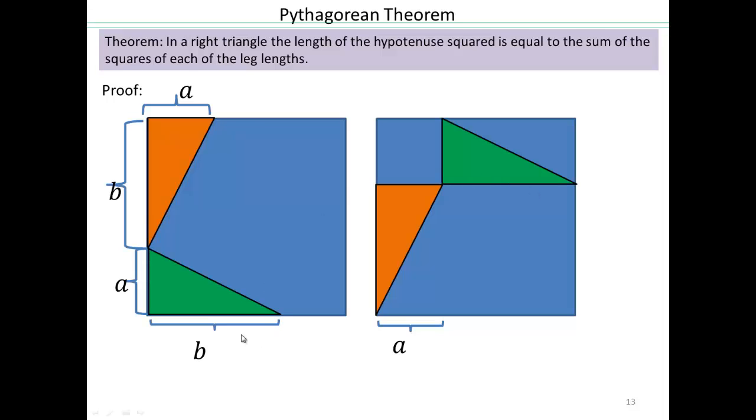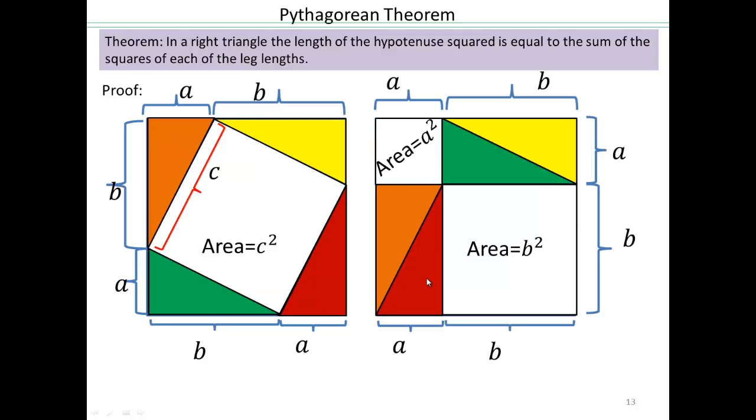Let's do the same here. Take the green triangle out. Again, it's a by b here. Take the red rectangle from both out. So if you keep doing that, then the leftover area here is c squared, leftover area here is a squared, here is b squared. So these two areas added together should be equal to this area here.